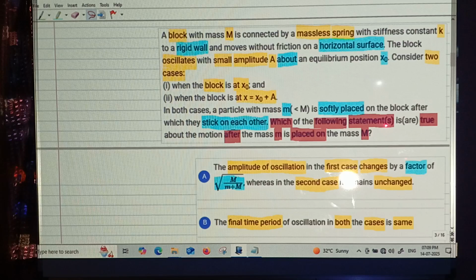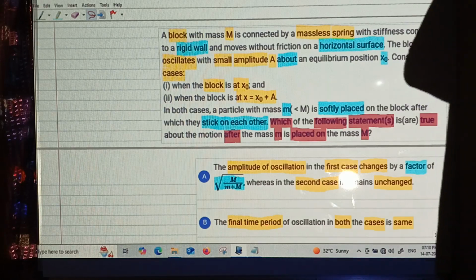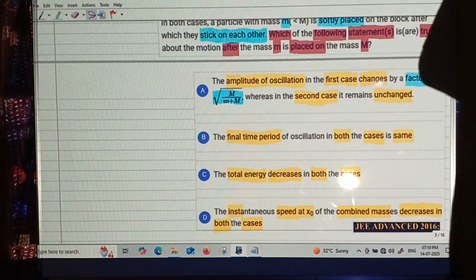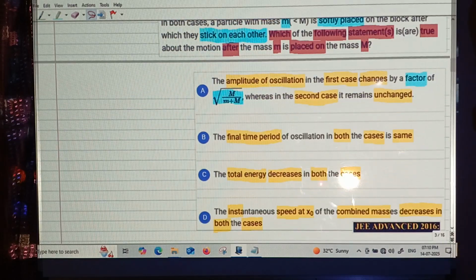Which of the following statements are true about the motion after the mass m is placed on the mass capital M? Option A: the amplitude of the oscillation in the first case changes by a factor square root of M by M plus m, whereas in the second case it remains unchanged. Option B: the final time period of the oscillation in both cases is the same. Option C: total energy decreases in both cases. Option D: instantaneous speed at x0 of the combined masses decreases in both the cases.